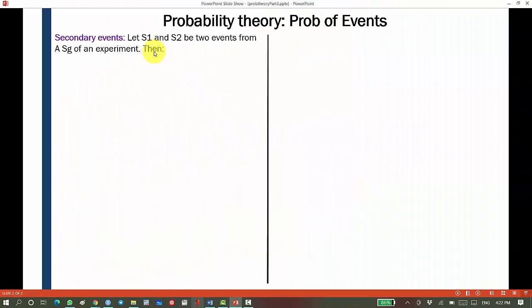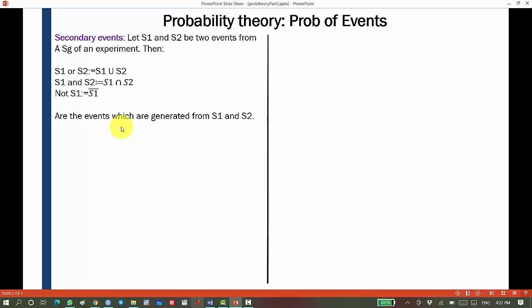Consider two events S1 and S2 from the sigma algebra of the related experiment. Then S1 or S2 is an event where S1 or S2 or both of them are occurring, and is shown as S1 union S2. And S1 and S2 is the event where S1 and S2 occur simultaneously. Not S1 is the event where S1 is not occurring. These events are secondary events generated from S1 and S2.